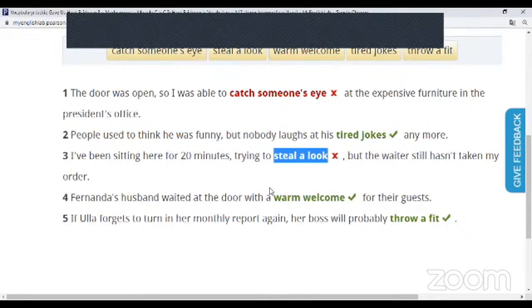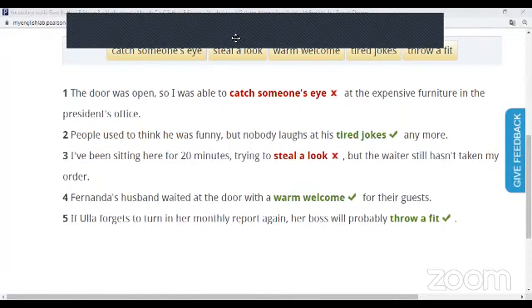At the expensive furniture in the president's office. And number 3, I've been sitting here for 20 minutes trying to catch someone's eyes, but the waiter still hasn't taken my order. También tienes, it also makes sense, okay? To catch someone's eyes es cuando quieres que alguien te vea porque vas a pedir algo, you're going to ask for something. Okay, good. So let me take a snapshot. Okay, I will share it with you.